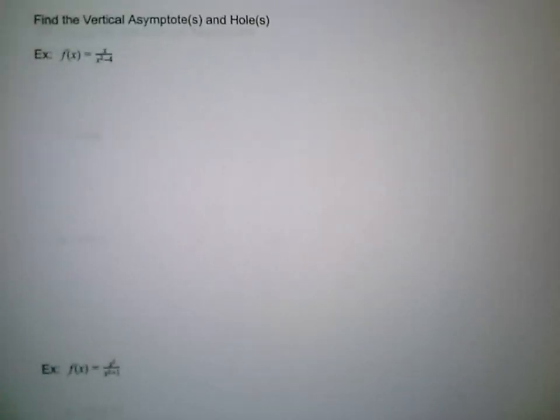Let's practice finding vertical asymptotes and holes. So remember that our first step is that we're going to want to factor, and then whatever we cancel is going to be a hole, and whatever we can't cancel will be a vertical asymptote. Then we're going to look at the behavior on both sides of the asymptote to see if the function is going to be zooming up or zooming down.